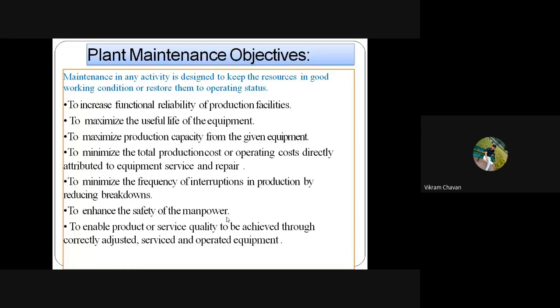And it will help to reduce the frequent interruptions due to breakdown. It will also enhance the safety of the manpower. So to enhance the safety of the manpower and avoid frequent interruptions, this is the objective of plant maintenance. Then we have discussed this point, that product or service quality is achieved through correctly adjusted, serviced and operated equipment. So the quality of the product will increase through these maintenance activities.